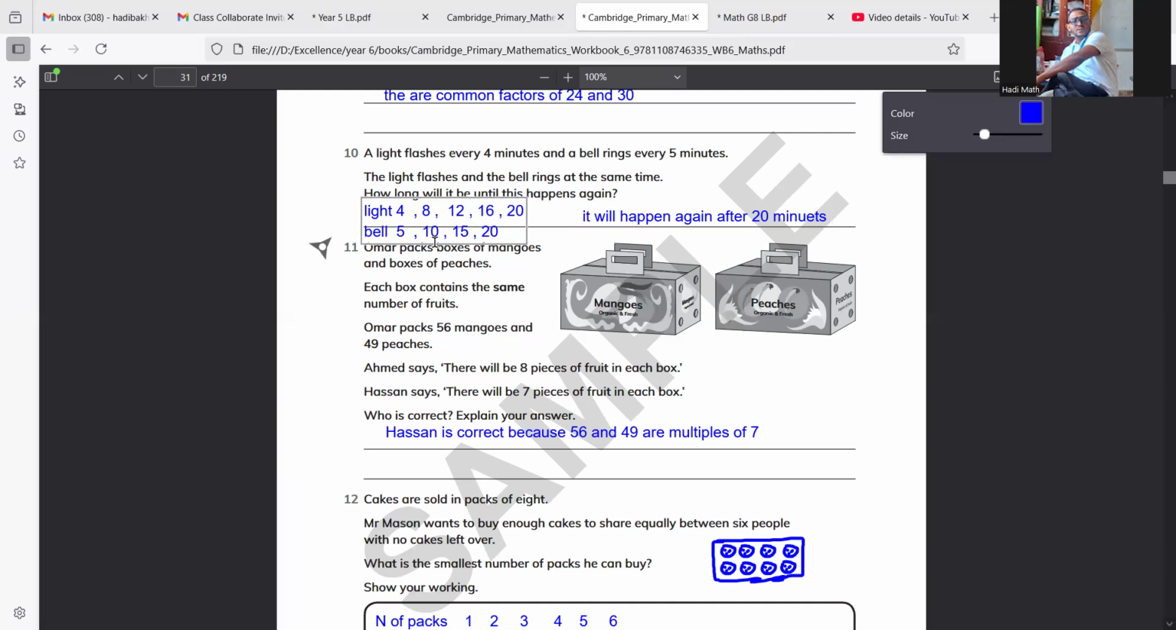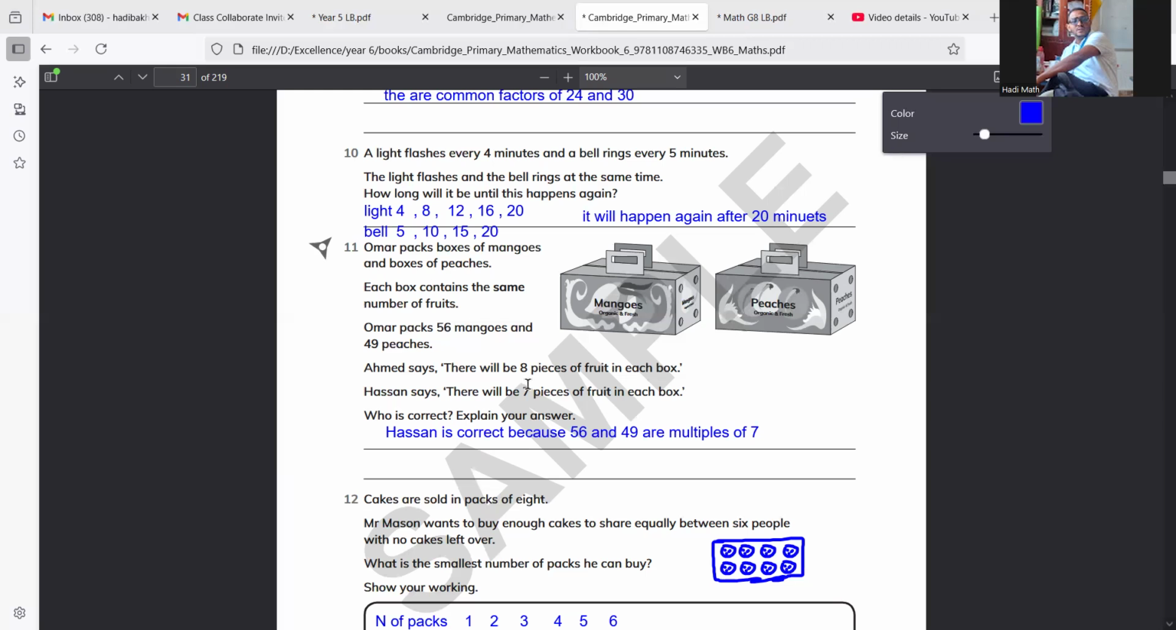Look at this one. Omar packs boxes of oranges and boxes of peaches. Each box contains the same number of fruit. Omar packs 56 oranges and 49 peaches. Ahmed says there will be 8 pieces of fruit in each box. And Hassan says there will be 7 pieces of fruit in each box. Who is correct? Explain your answer.